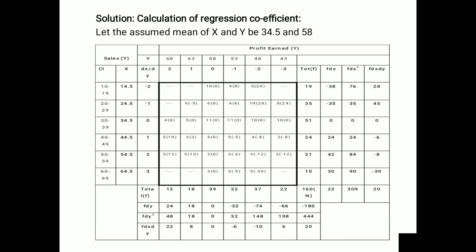So the calculation goes like this: 10, for example, is multiplied by the corresponding dx value of the same row, which is -2, multiplied by 0, that is the column dy value. So f into dx into dy, that is 0.